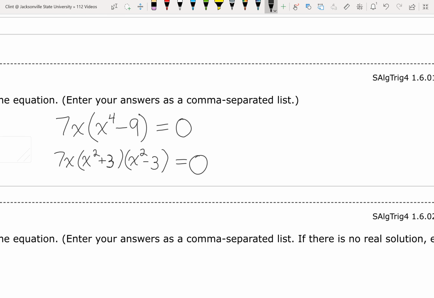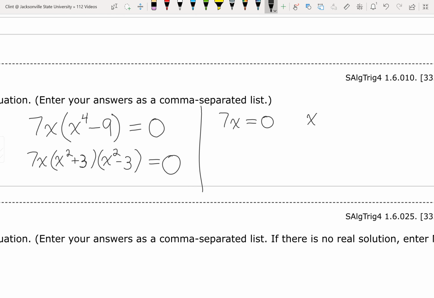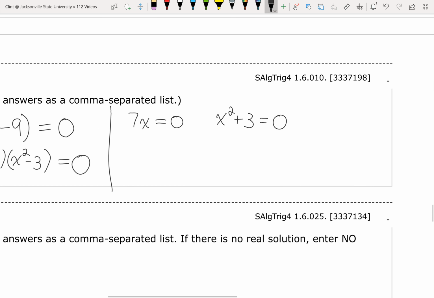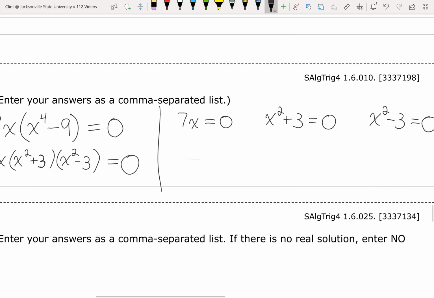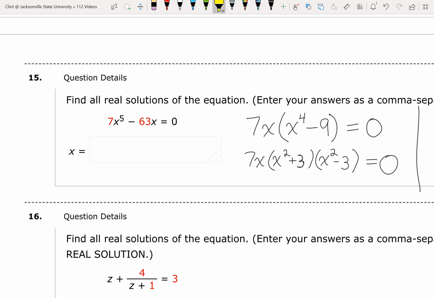So now we set each one of these equal to 0. So 7x equals 0. x squared plus 3 equals 0. And x squared minus 3 equals 0. And remember on the directions, what did it tell us? It said find all real solutions. So we just want the real numbers.